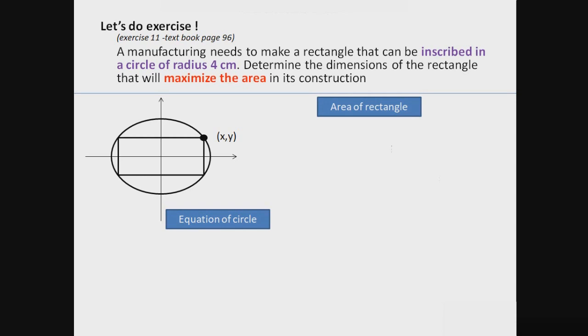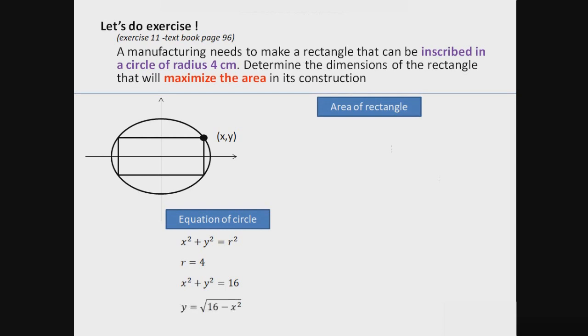In this question, because it mentions a circle of radius 4 cm, we have to write the equation of a circle. The equation of a circle is x squared plus y squared equals r squared. We know that r is equal to 4, so substituting, we get x squared plus y squared is equal to 16. Then we make this as one term: y is equal to the square root of 16 minus x squared. So we get y in terms of x.